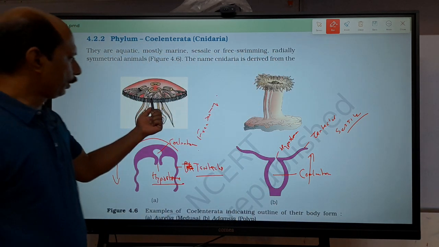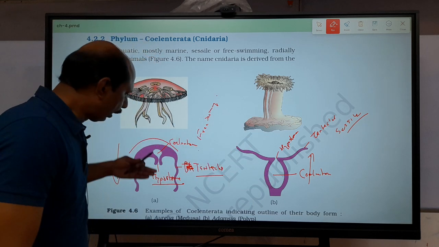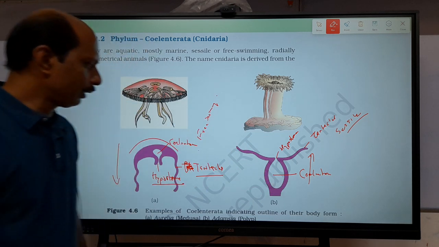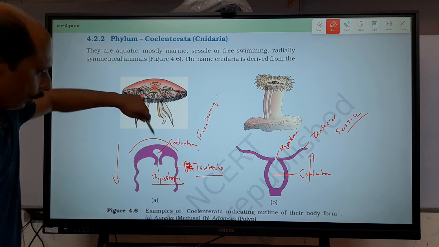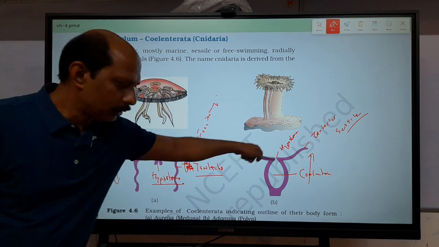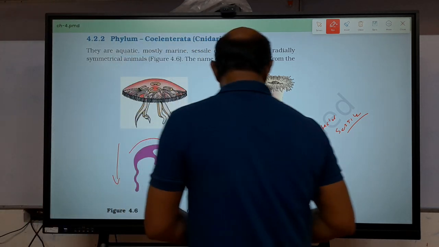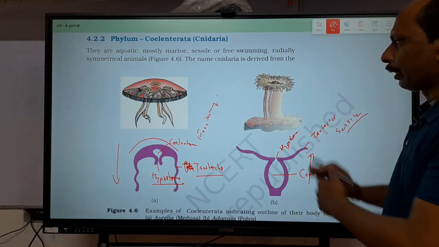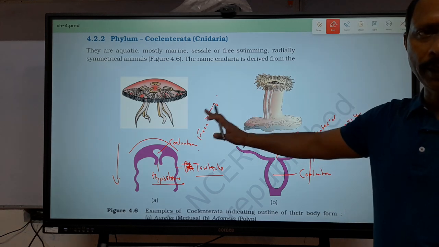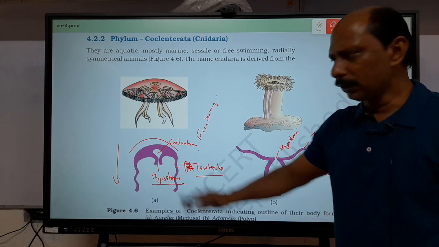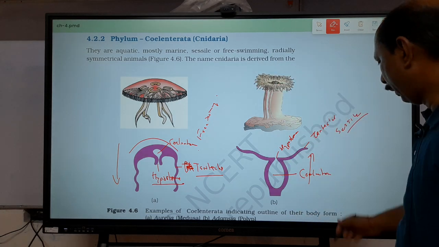Okay, so this one is Aurelia, then this figure is Adamsia, and these are the LS of Aurelia and LS of Adamsia. We can see here the mouth is downward, here the mouth is upward. Tentacles are present on the upper side, and tentacles are present on the downward side. This is an umbrella-like structure, this is a cylindrical structure. These are the differences, right? We also divide Coelenterata into 3 classes on the basis of the presence of polyp and medusa stage. We will discuss it after the reading of this phylum in NCERT, right?